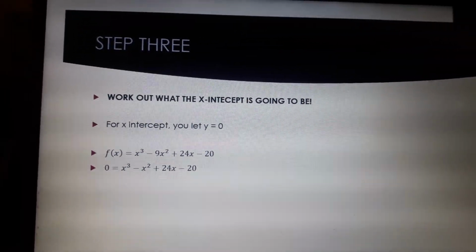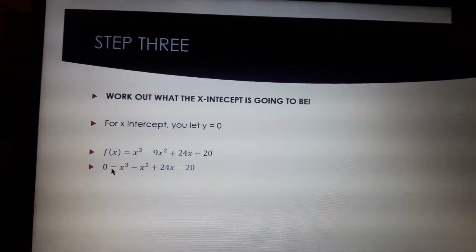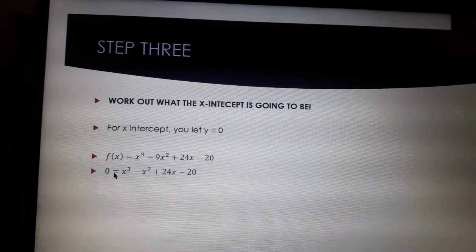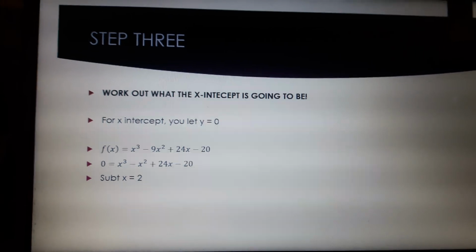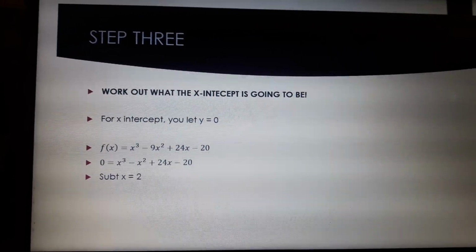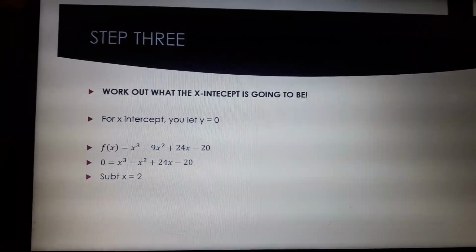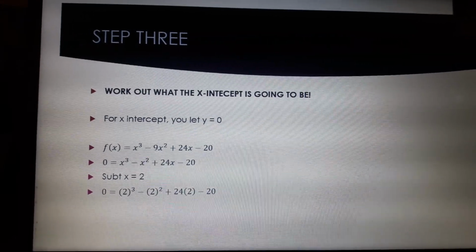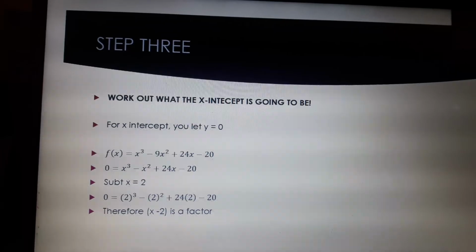So all this should equal 0. Therefore we look for the factor. I have already calculated the factors of 20 here. In this case the factor of 20 is 2. So we substitute 2 where there's x so that we get 0. And obviously the factor is 2. Then we continue with step 3.